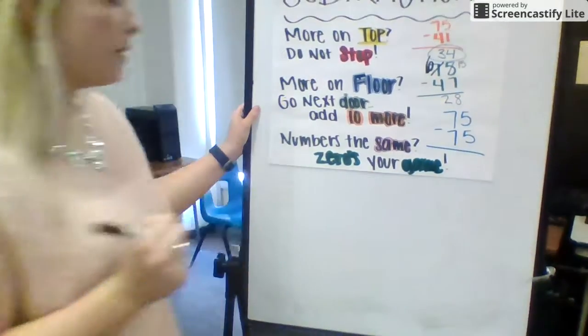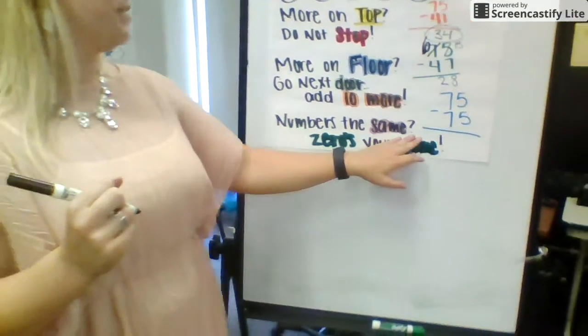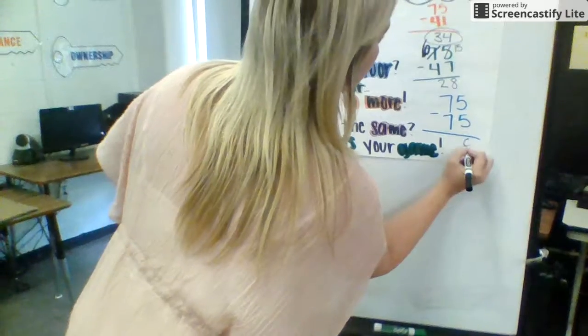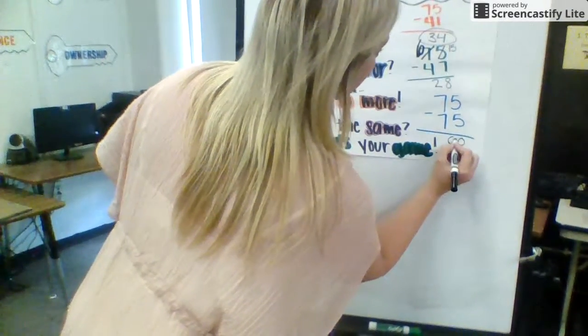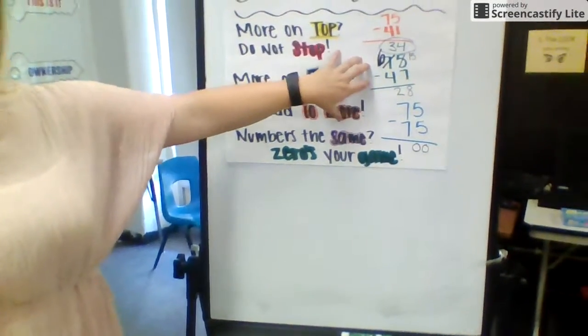Perfect. The last part of this rhyme is if the number's the same, 0 is your game. 5 minus 5 we know is 0, and 7 minus 7 is 0. So we did this with 2-digit. I want to show just a quick example of a 3-digit.